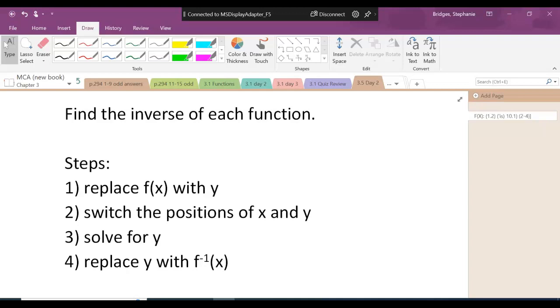So we're going to replace f of x with y. We're going to switch x and y. We're going to solve for y. And then we're going to replace the y with the f inverse of x. Everybody ready?